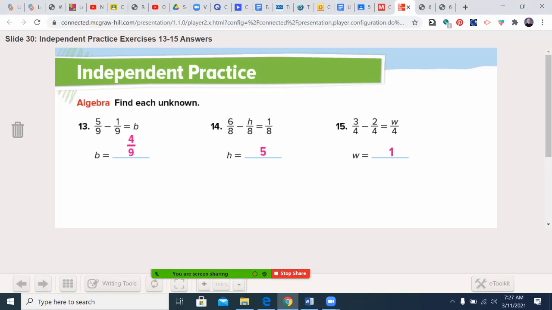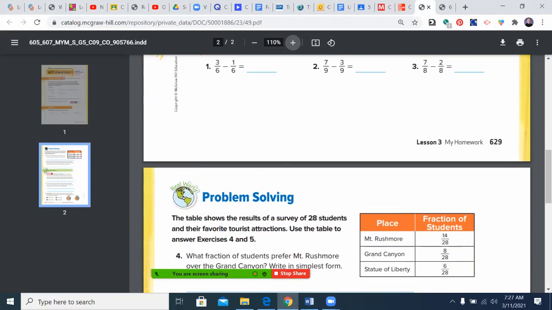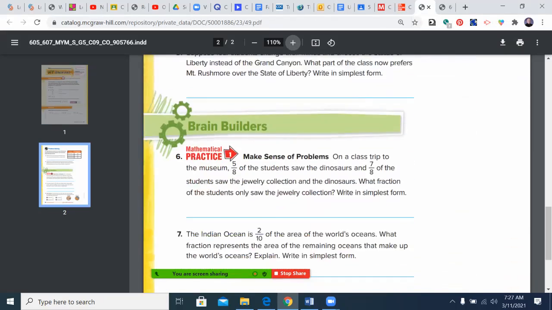Welcome back. Let's see how you did. 6 minus 5 is 1, and 3 minus 2 is 1. So you're good to go. At this point, you may move into the assignment. Remember to write your difference in simplest form. Remember to read your chart very closely.